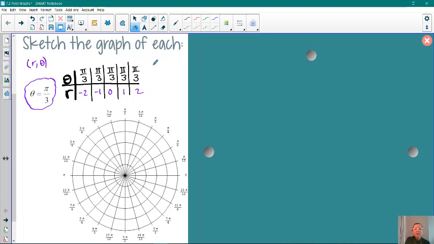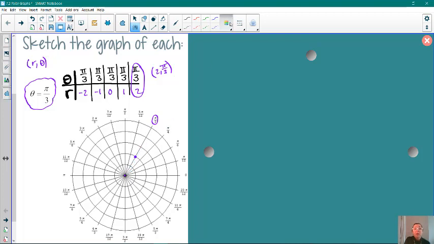So I'm going to start with the ordered pair 2, pi over 3. We remember from plotting polar coordinates, this is our angle. It tells us the angle direction, and then this is our radius, how far we go out from the pole. Well, here's our pole. Here's pi over 3, so I will step out 2 steps. 1, 2, and put a dot.